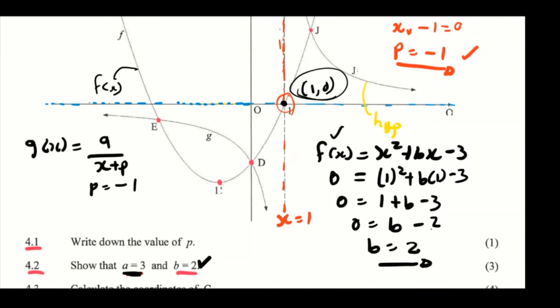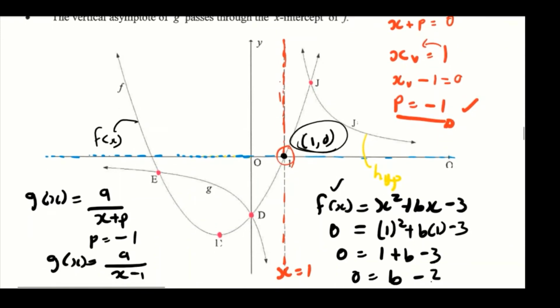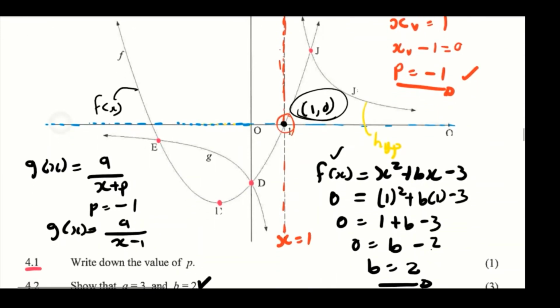P is equal to minus 1. So g of x is equal to a over x minus 1, right? And to find the value of a, we can use any available point here. What is it? If we try point D, because that's the y-intercept. So this point D here, I'm just going to indicate with this blue.